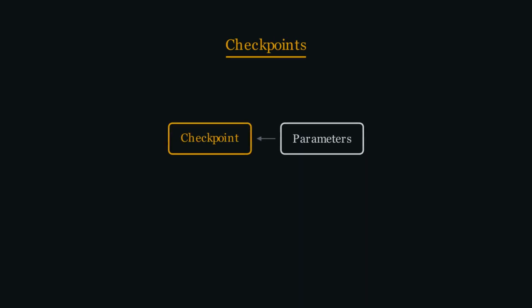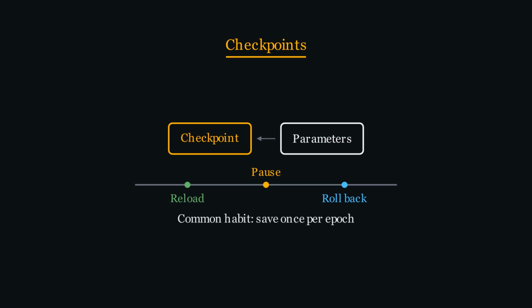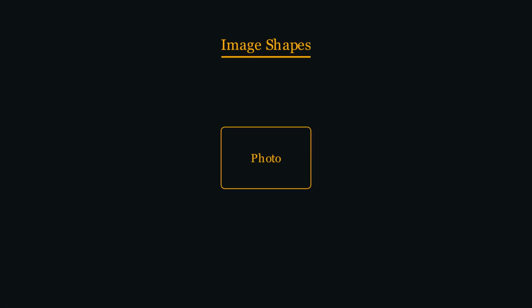A checkpoint is a saved snapshot of a model's parameters at some point in training. Checkpoints let you pause training and resume later. They also let you reload a trained model for later use, or roll back to an earlier, better-performing version. A common habit is saving a checkpoint once after every full pass through the training data. Let's ground all of this in a real example: classifying images.